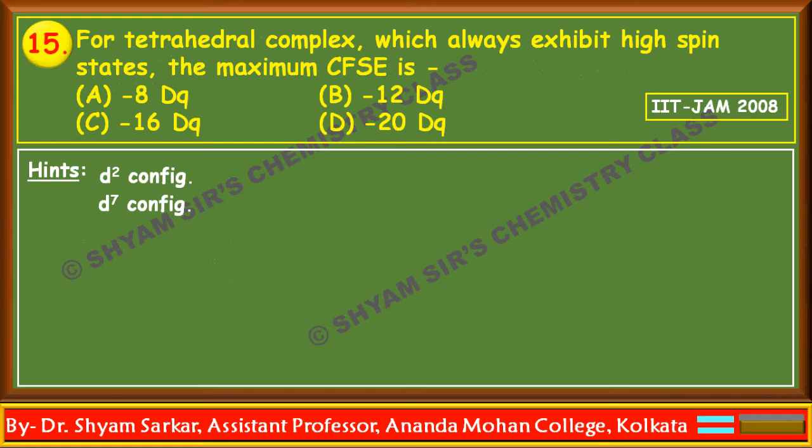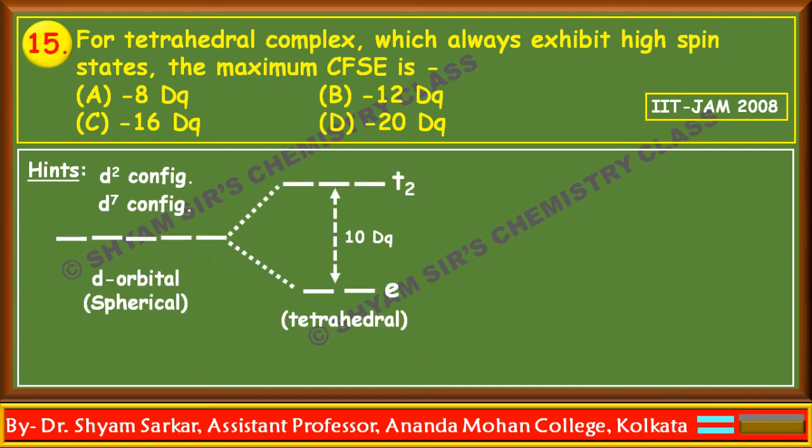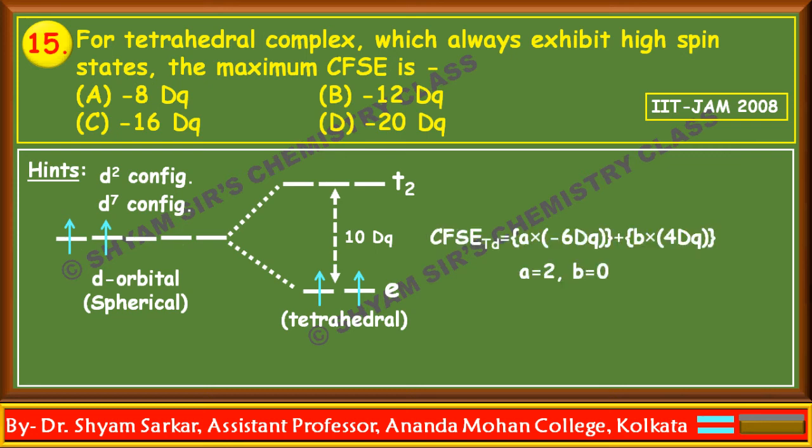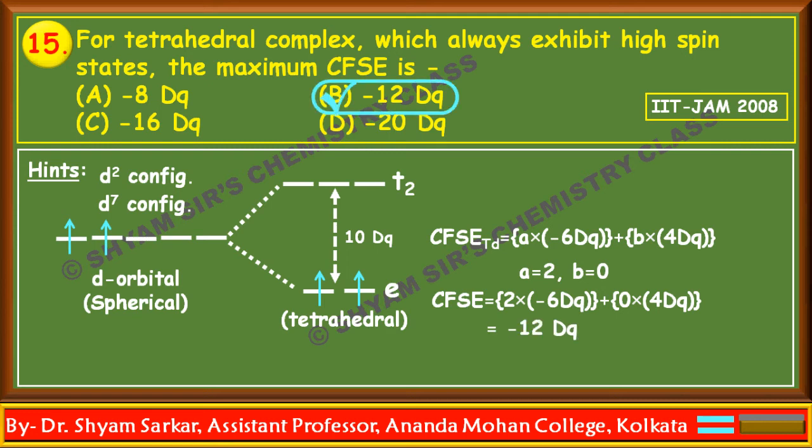So here I have shown the D2 case, and if you see the electronic arrangement for D2 in a tetrahedral field, the electronic configuration will be E2 and T2 0. So this is the electronic configuration in this case, and if you calculate CFSE in a tetrahedral field, it is 2 into 6 Dq plus 0 into 4 Dq. So in terms of Dq, CFSE will be minus 12 Dq. So it's matching with option B. So option B is the right answer here, minus 12 Dq.